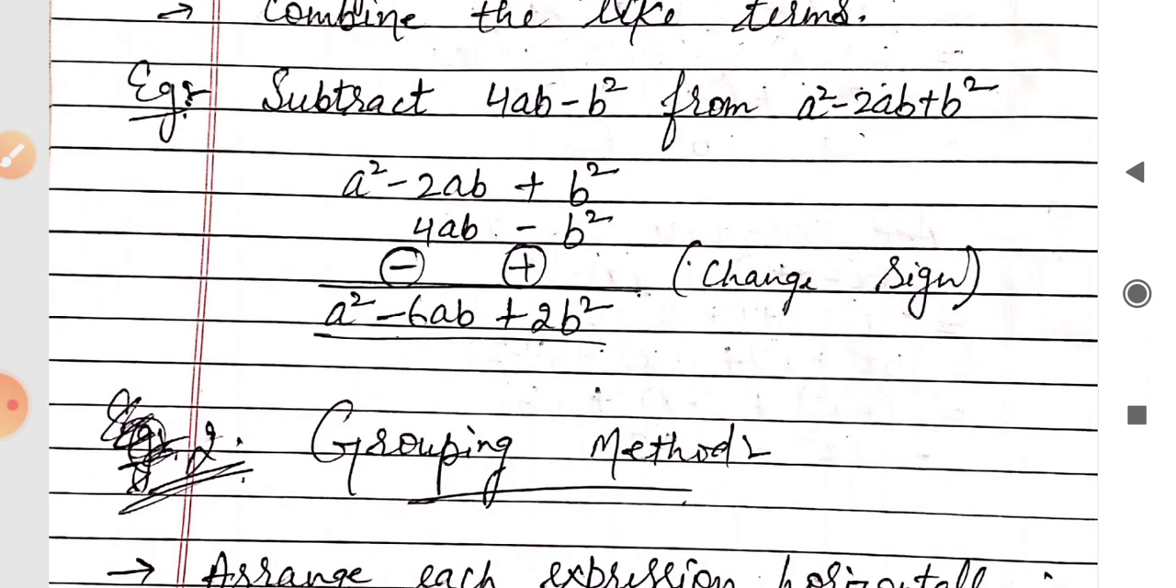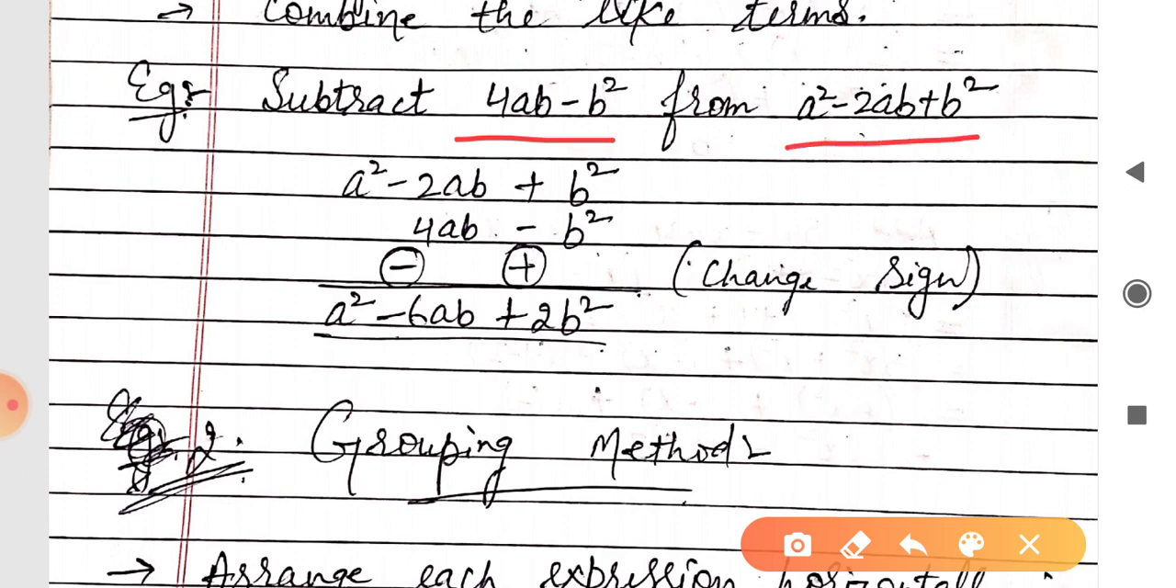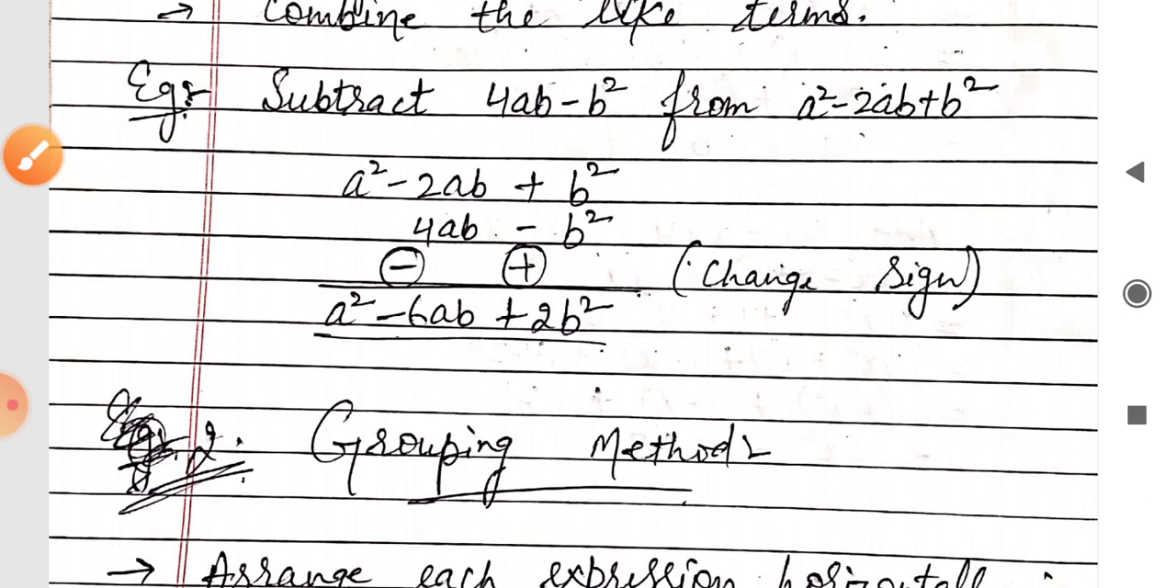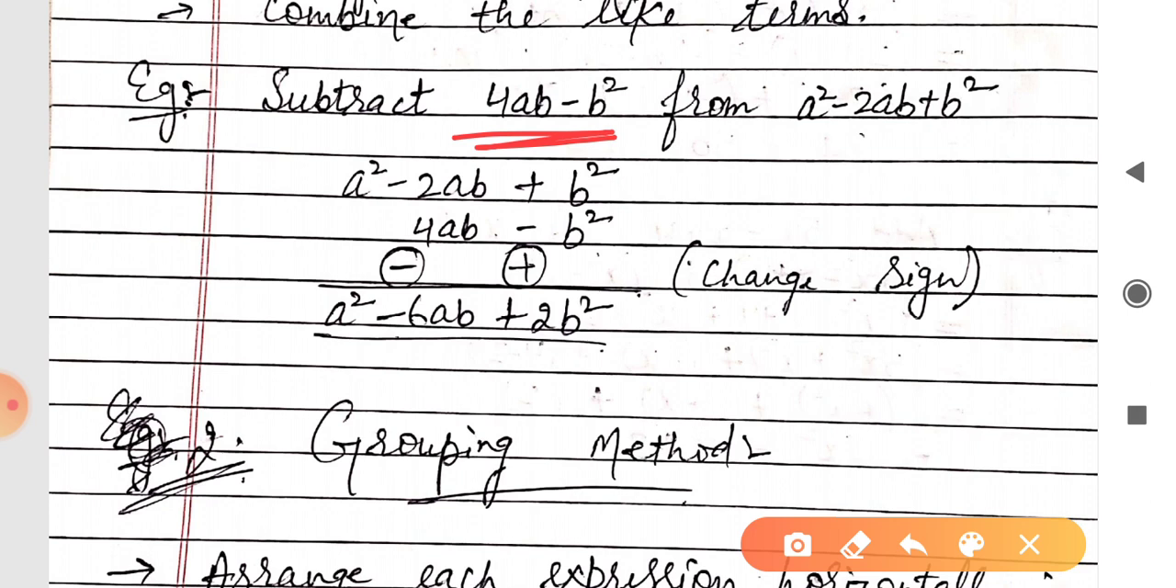There is an example: subtract 4ab minus b square from a square minus 2ab plus b square. First of all we will write a square minus 2ab plus b square. This is the first expression, and the second is 4ab minus b square. There is no term containing a square in the second expression, so we will leave its place. Then there is 4ab, so we will write 4ab below minus 2ab, and there is minus b square. Minus b square will be written below plus b square.